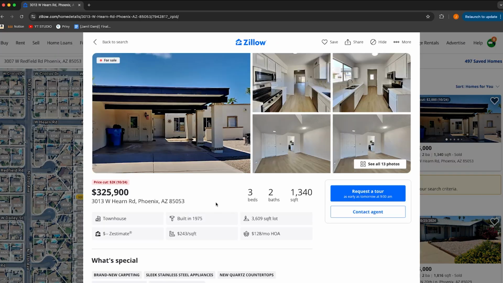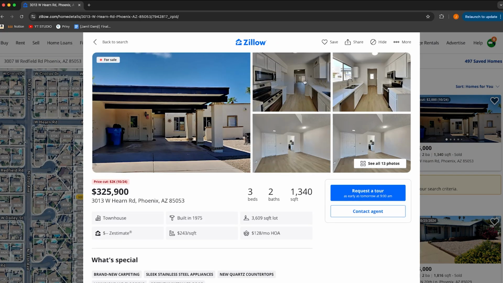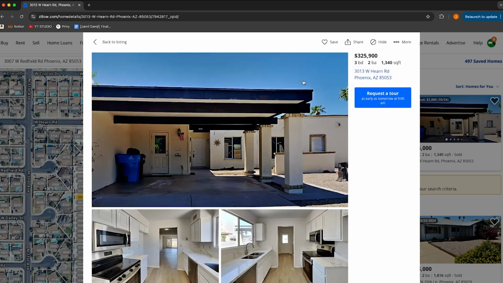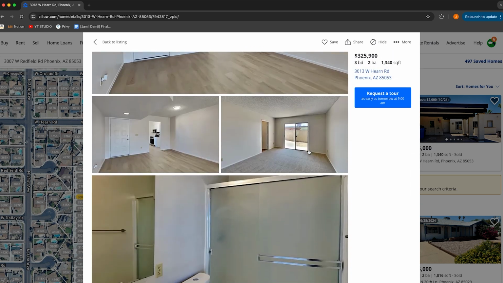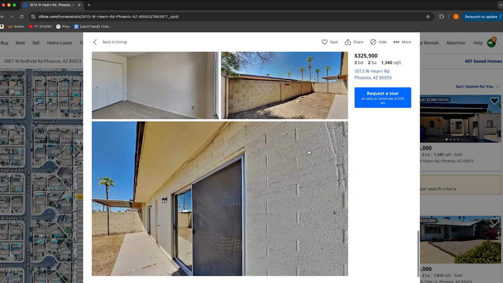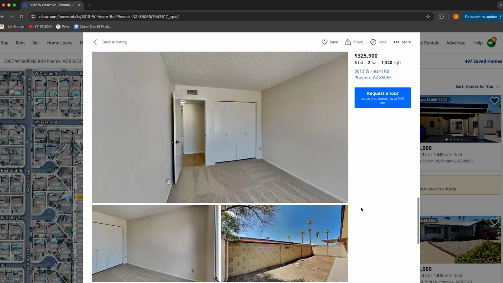Let's look inside. And it's renovated. Whoa. So it's active right now for 325. So these guys are trying to sell this.